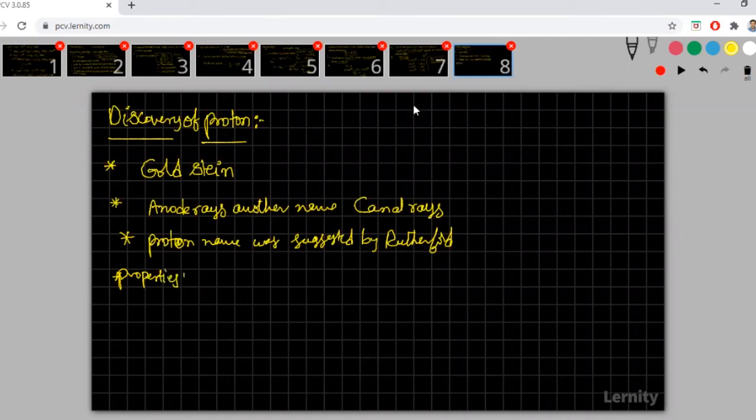First, they travel in a straight line. And these are positively charged and get deflected by an external magnetic field as well as an electric field.